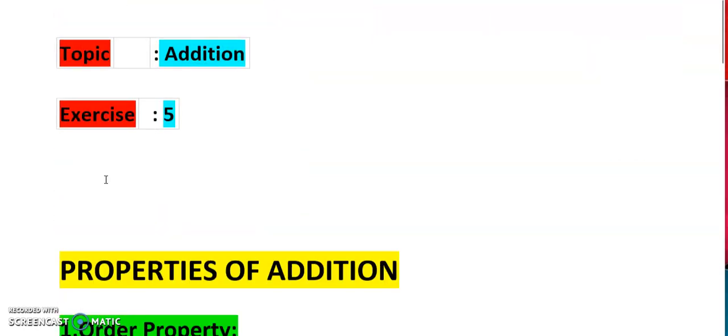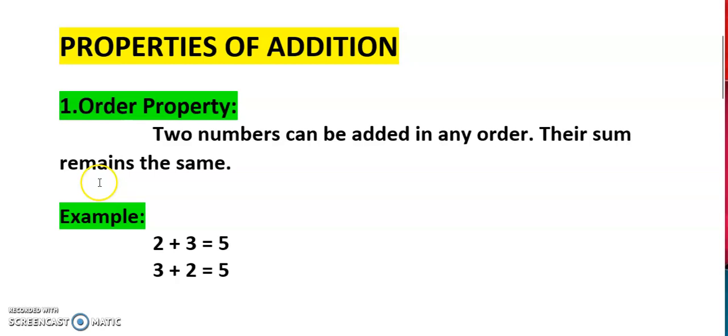We are going to see properties of addition. First property is order property. Two numbers can be added in any order. Their sum remains the same. See the example, 2 plus 3. Two numbers can be added in any order, 2 plus 3 or 3 plus 2. If you interchange the numbers and then add, you will get the same answer.